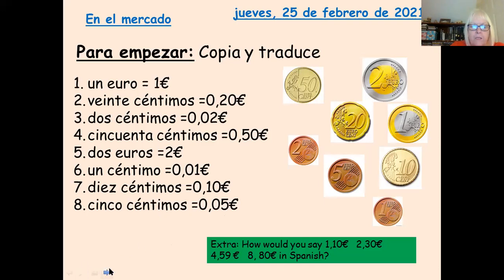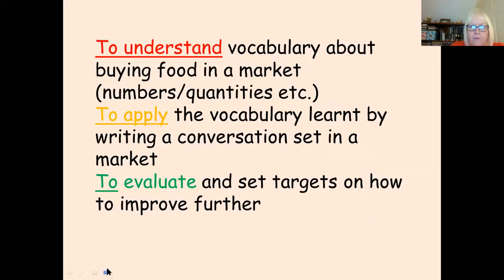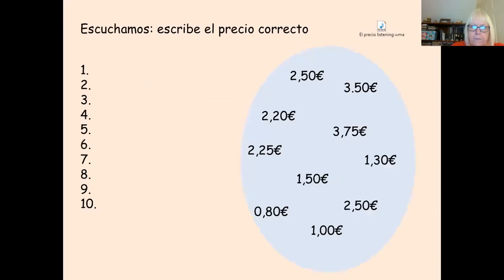Okay, right. So moving on, this is a reminder of the objectives for this week, looking at buying food in a market and using the vocab that you learned by writing conversations, what you're going to be doing today. So we're going to start off with a listening, please. And it says, escribe el precio correcto. So here you've got los números 1 a 10. So in your books, please write escuchar. Luego escribid los números 1 a 10. Write the numbers 1 to 10 down the side of your page.